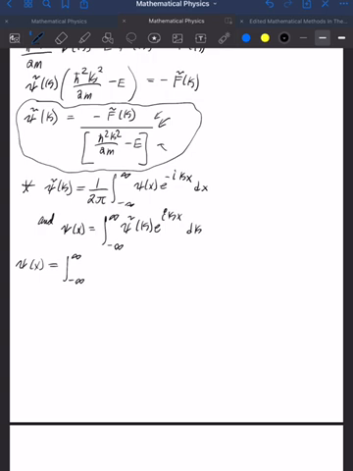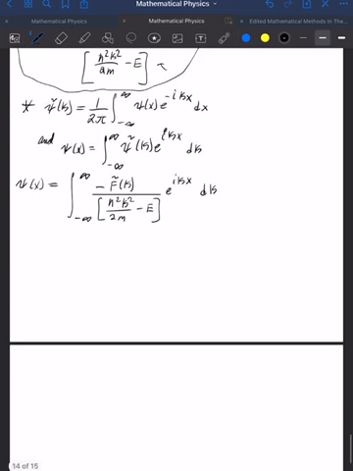So the integral from minus infinity to infinity, and I'm going to make this bigger, the integral from minus infinity to infinity of minus f tilde of k over h bar squared k squared over 2m minus e times e to the i kx dk. Okay.